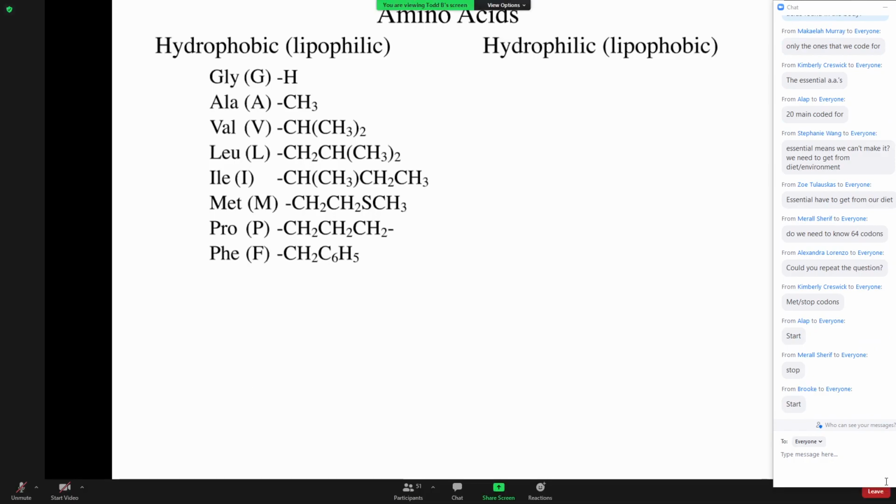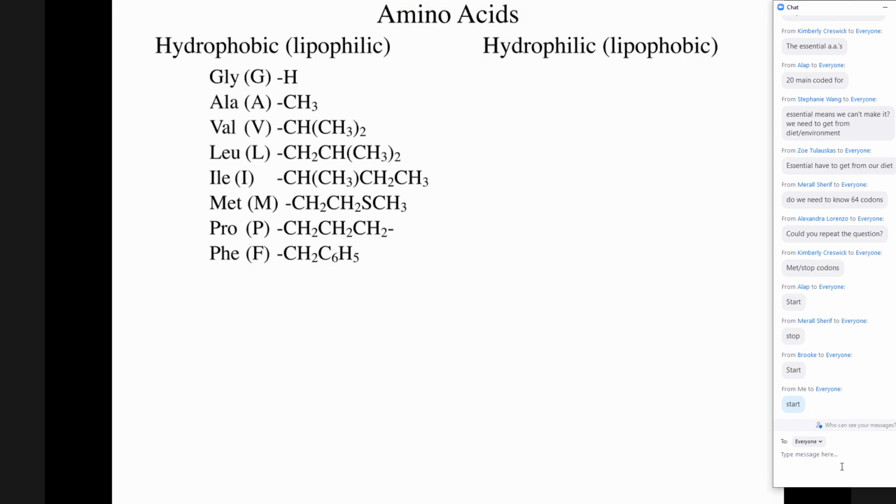Methionine is actually the start codon. And the silly way I remember it: methionine just doesn't get it. Methionine thinks the calendar starts in August. What does that mnemonic mean? So methionine's calendar begins in August. What's a start codon?